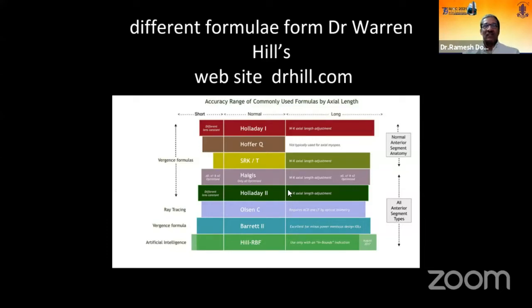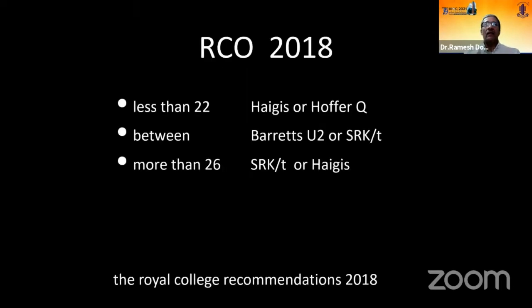Thank you. So these are the various formulas that we can get from the Warren Hill site. Here we have the older generation formulas, then the ray tracing, then we have the Hill RBF formula. But now we know that there are two ways of looking at biometry.